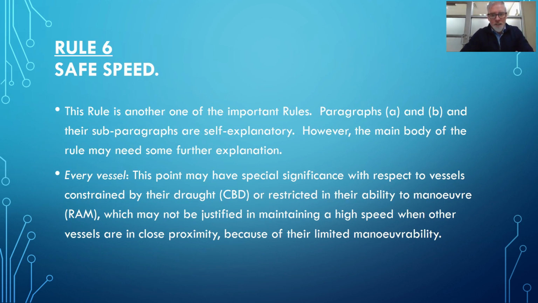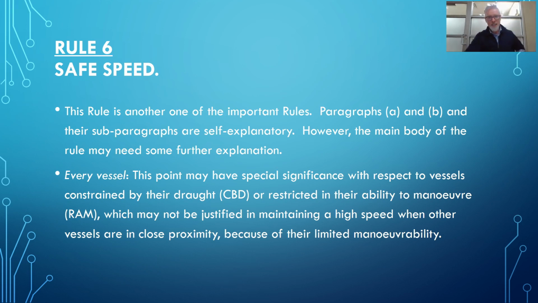So now getting into the international side of it, this rule is another one of the important rules. Paragraphs A and B and their subparagraphs are self-explanatory. Okay, so like I said, just listing all vessels and then vessels with radars. However, the main body of the rule may need some further explanation. So every vessel, let's get into that. This point may have special significance with respect to vessels constrained by draft or with restricted ability to maneuver, which may not be justified in maintaining a high speed when other vessels are in close proximity because of their limited maneuverability.